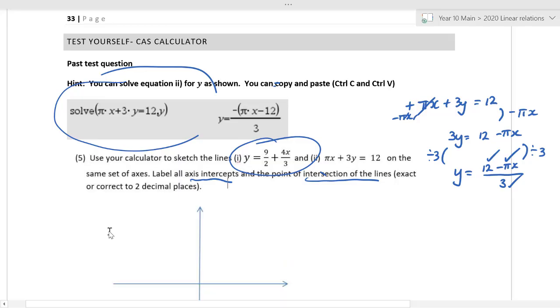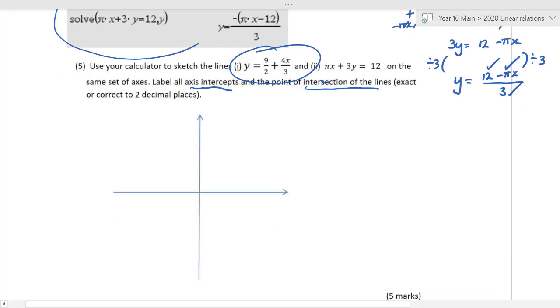Okay. Now, what are we asked to find? If I go back to here, what is it saying? Label all axis intercepts and the point of intersection of the lines, correct to 2 decimal places or exact. Okay, so it doesn't matter which way you do it. It's either the exact answer or we're happy with 2 decimal places.